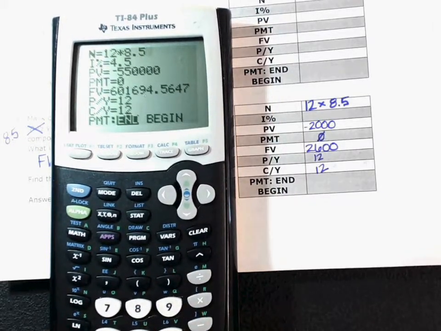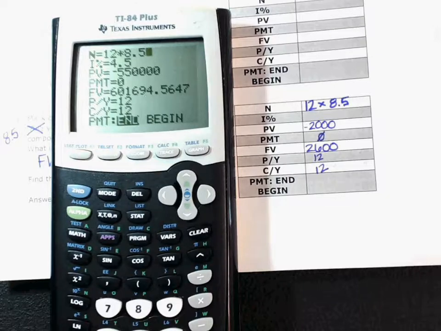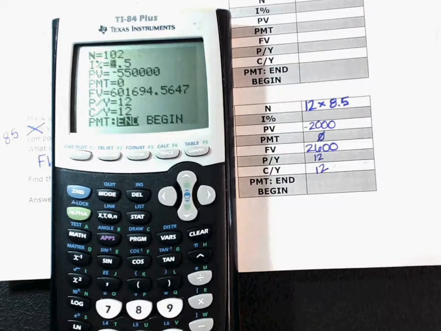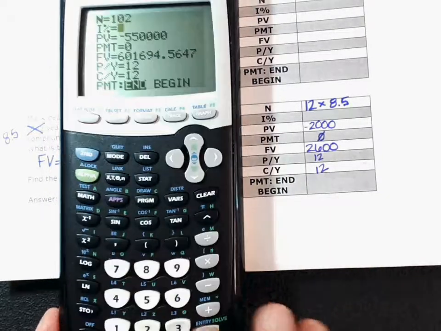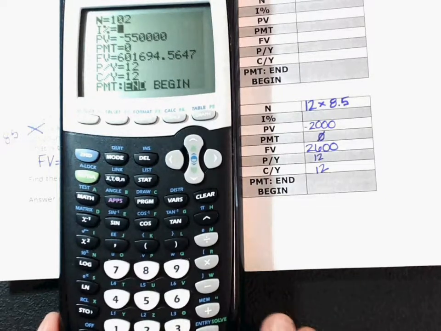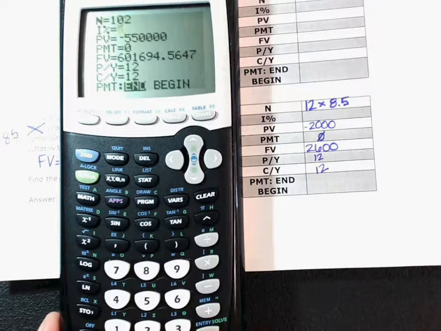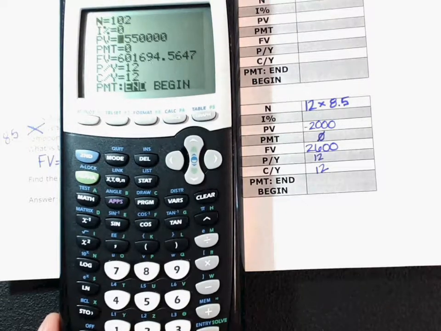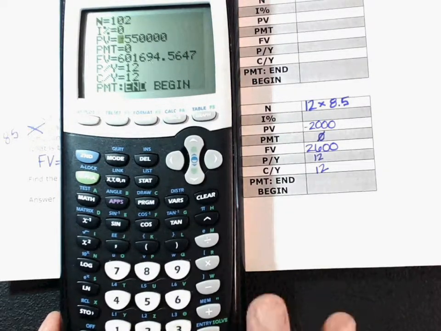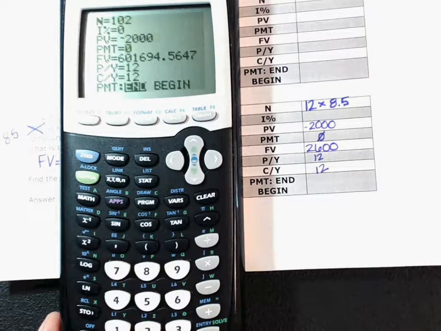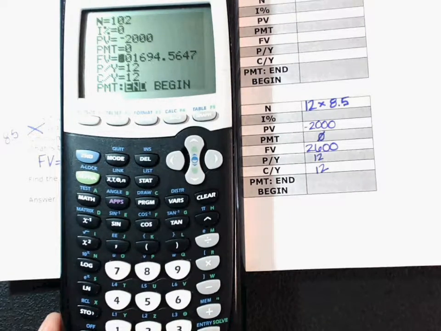Now watch what happens. I go to my next one, to my interest. I don't know that, right? So I try to just clear it out and skip, and it won't let you do anything. You have to put something there, so I'm just going to put a 0 for now. It won't let you get off of the spot if you don't put something. So just put a 0. Okay, then negative 2,000. 0 for the payments. And then my future value is 2,600.